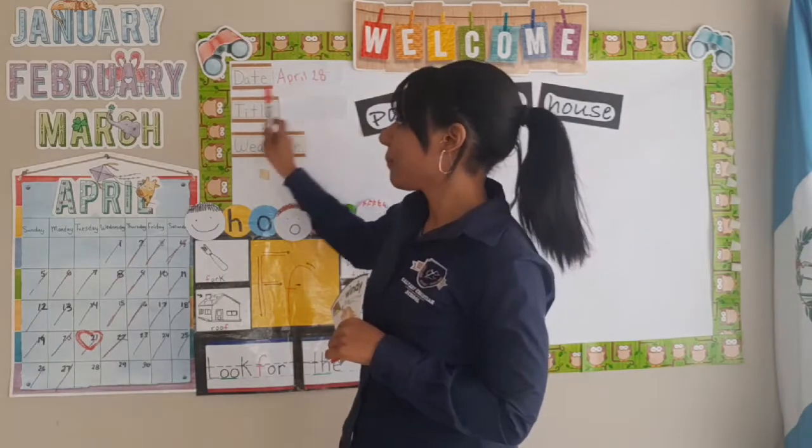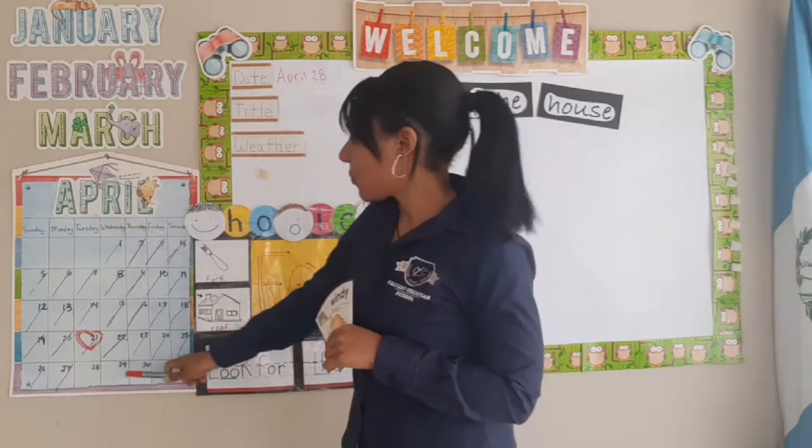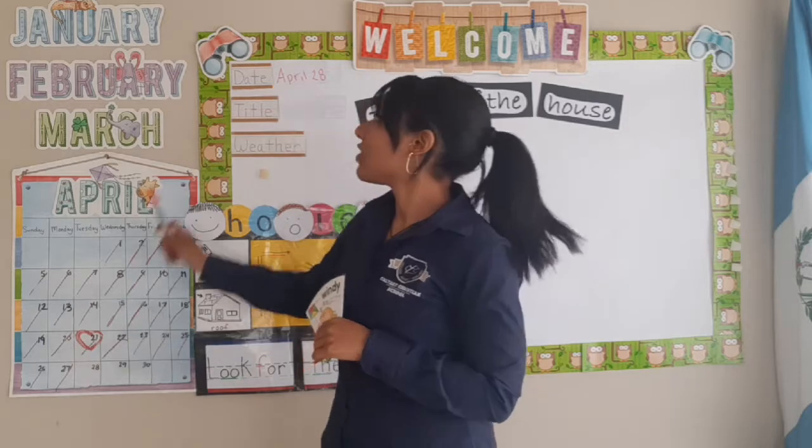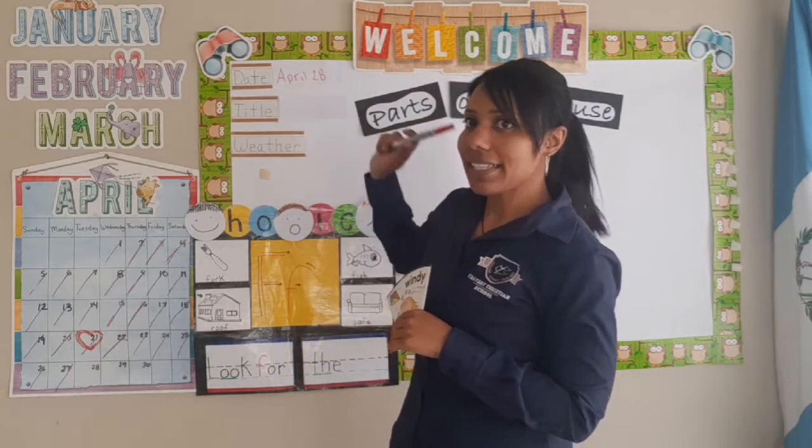So say it with me again. So we have April. So here we see April 28th, right? So we write that with the number 2 and 8. And we know that the year is 2020.